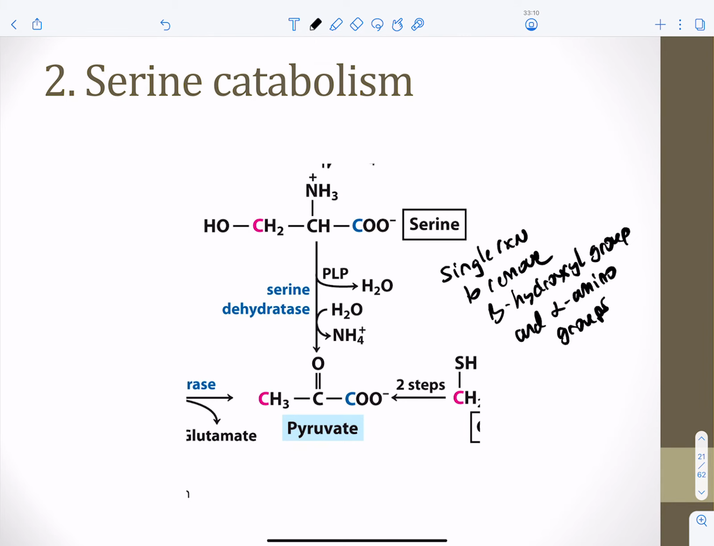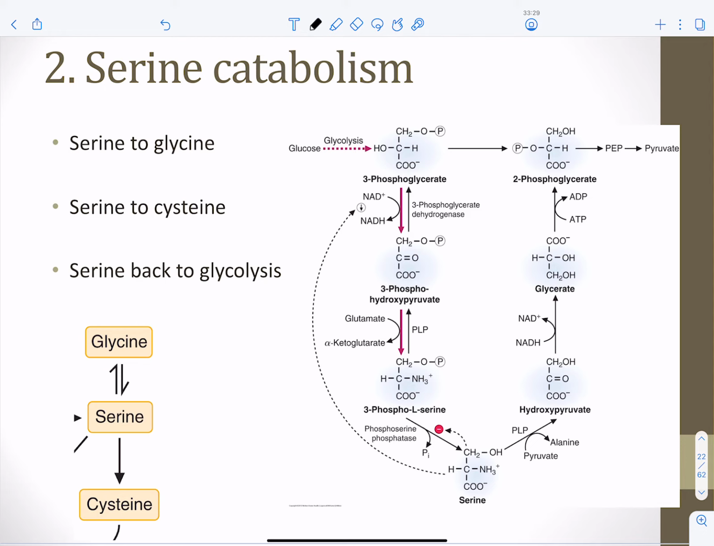Okay, so that's how serine gets catabolized through dehydratase, and it can become pyruvate. Now, serine catabolism can also go to glycine. That's a form of catabolism because you're changing serine. We talked about that. Serine can also go to cysteine. We'll talk about that in just a moment. And serine can also feed back into glycolysis. So it can go to pyruvate, glycine, cysteine, glycolysis.